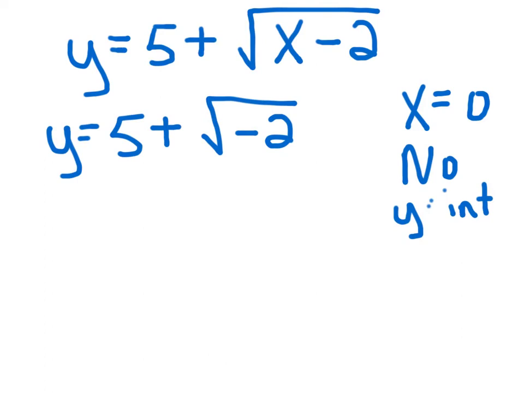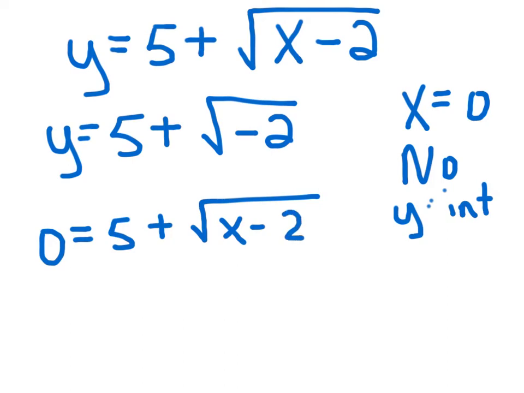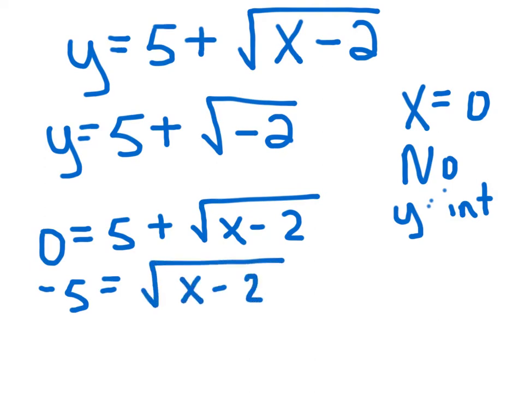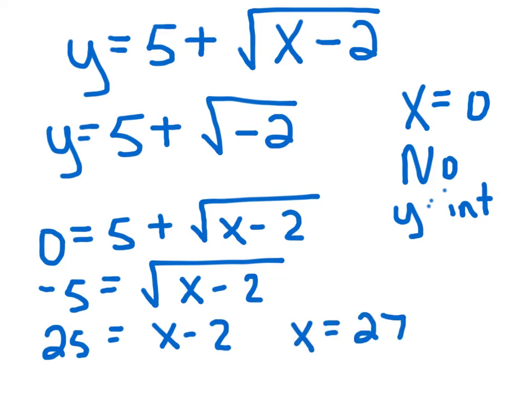Now the second part is a little trickier to see. If you plug in 0 for y and try to solve it, a lot of people will make a mistake here. If we move the 5 over, subtract 5 from both sides, we get negative 5 equals the square root of x minus 2. If you square both sides, you get 25 equals x minus 2. So it looks like x should be 27. But if you plug 27 back into the equation, you get the square root of 25, which is 5. And 5 plus 5 is 10, which is not 0.